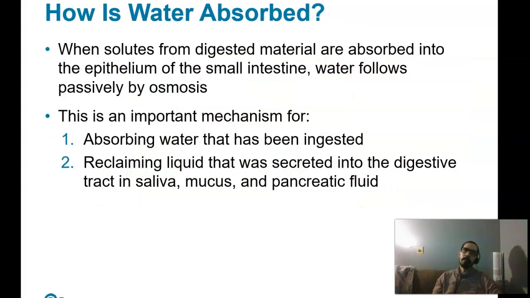So when solutes from digested material are absorbed into the epithelium of the small intestine, the water will follow through osmosis, because water moves from a place of high concentration to a place of lower concentration. And so this is an important mechanism for absorbing water that has been ingested and also reclaiming liquid that was secreted into the digestive tract, like in saliva, mucus, or pancreatic fluid.